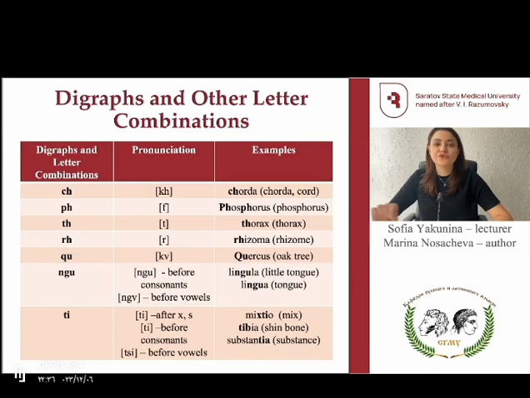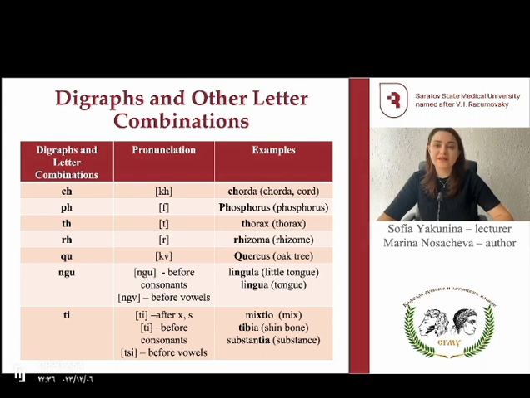The combination of 2 consonants pronounced as one sound are called digraphs. They are also used in words of Greek origin. CH is read as H, like in the word chorda. PH is read as F, like in the word phosphorus. TH is read as T, like in the word thorax. RH is read as R, like in the word rhizoma.